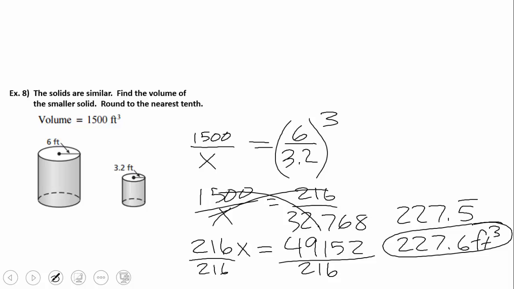And of course, the easiest way to remember is if we're having similar solids and we're looking at surface area, that's when you square the corresponding linear dimensions. And if we're talking volume, that's when you cube the corresponding linear dimensions.